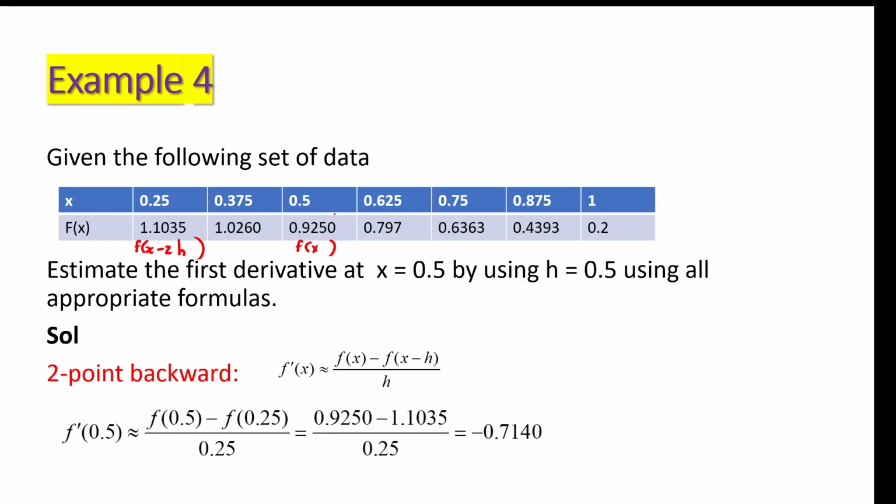So which is f(x), 0.9250, minus f(x-h), which is 1.1035, divided by h, which is 0.25. Then you get negative 0.7140.